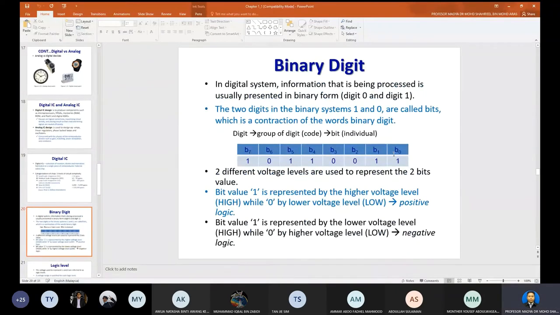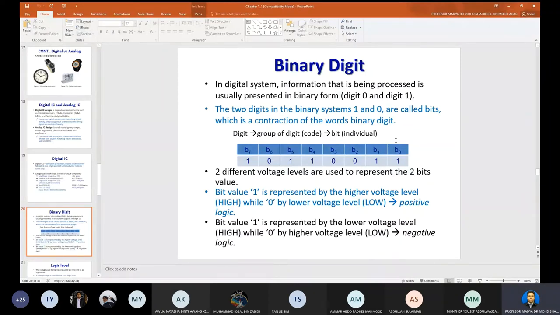Okay, so this is a binary digit. That's what I mentioned to you. The binary means 0 or 1. Binary is a 2. This means digit 0 or digit 1. So the 2 digits in the binary system that we can declare as 1 or 0. And then 1 or 0, we can call a bit. So we have 1 bit, 2 bit, 3 bit, 4 bit, and so on. The digit is one of the digits, and the bit is individual. For example, this is a 1 bit, we have 2 bit here, 3 bit, and so on.